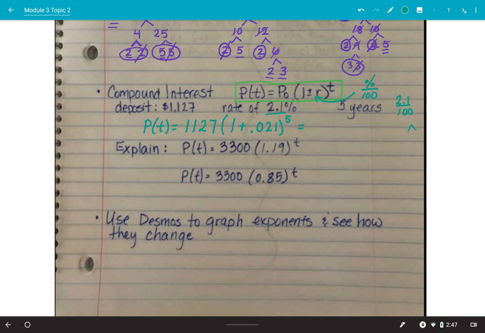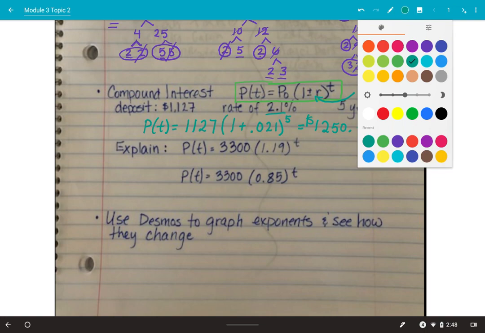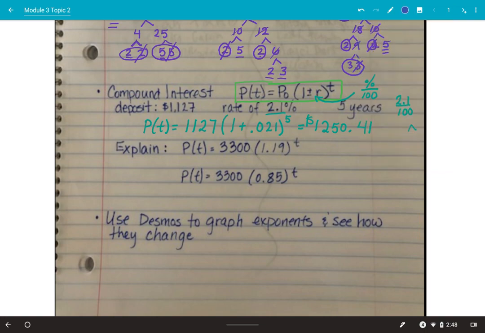And in 5 years, if you have a 2.1% and you don't put any extra money in, you are going to get that much money. So $1,250.41. Remember, this is not adding more money in. Okay. Now the next ones, they want you to explain.